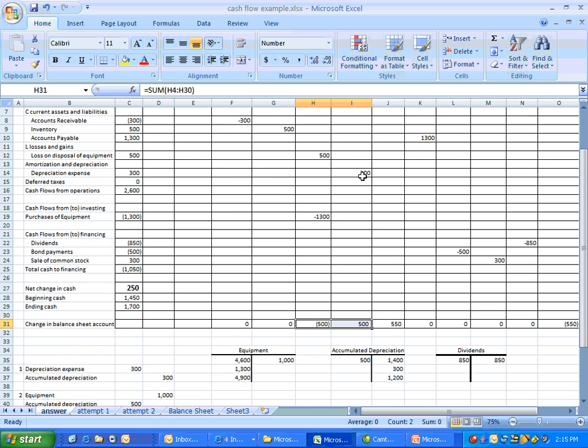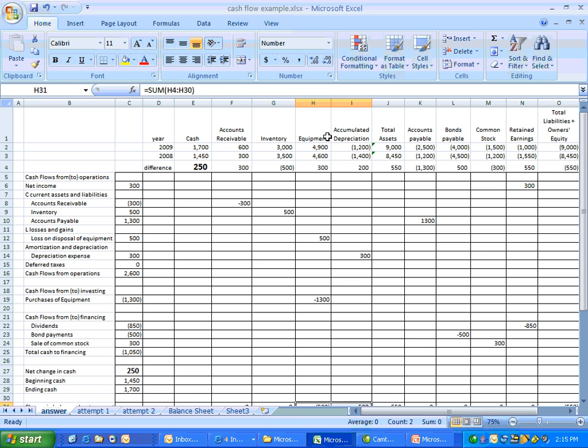With our depreciation expense, our purchase of new equipment, and our loss on disposal, we've dropped those into these two columns, and we've netted out the two equipment and accumulated depreciation. So we have dealt with all of the change in those two balance sheet accounts. So we're done with accumulated depreciation and equipment. We've addressed all the changes in the statement of cash flows.